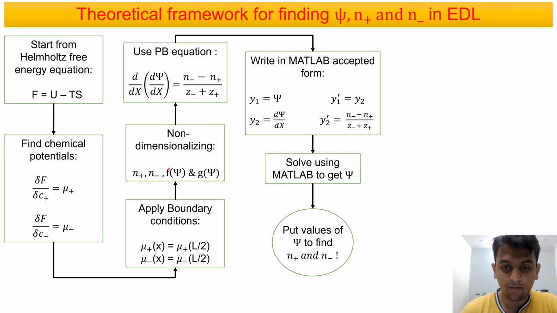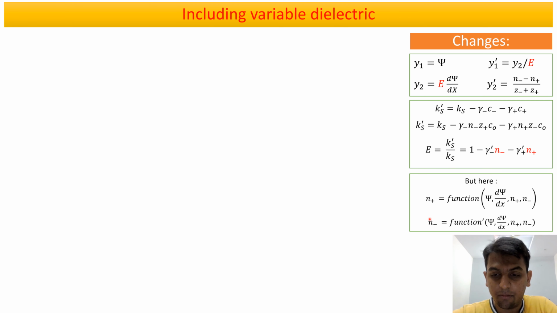So these are all the changes that we get upon the inclusion of variable dielectric. The point to note here is that both n positive and n negative are higher order transcendental functions of psi, d psi dx, and n positive and n negative.